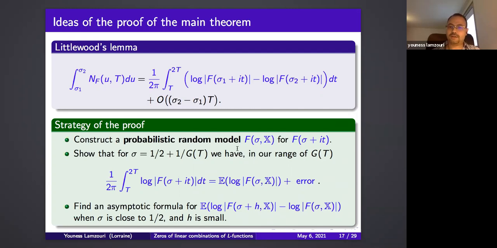So we construct the probabilistic random model. We go from these moments to the moments of the probabilistic random model, and then we estimate them when sigma is close to 1/2, and we need to estimate when h here. So the distance we need, in order to have information on f at t, we need sigma 1 and sigma 2 to be very close. And so we need sigma plus h, and sigma 1 and sigma 2.